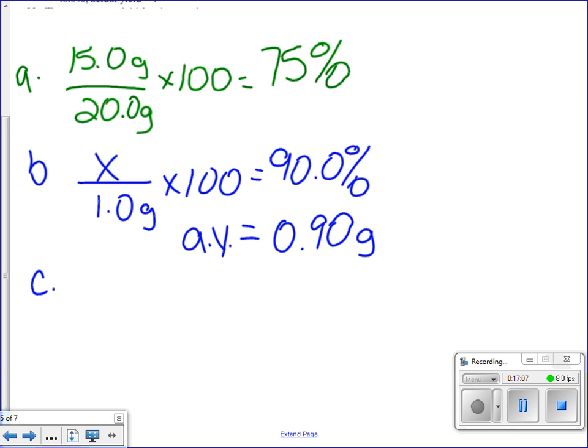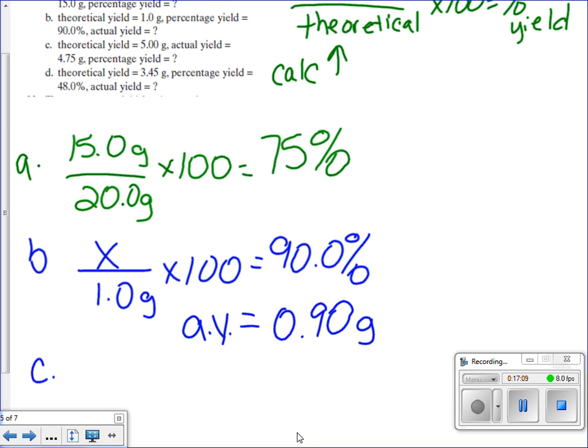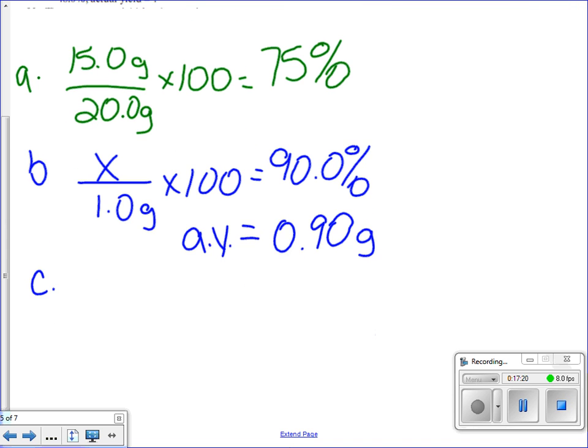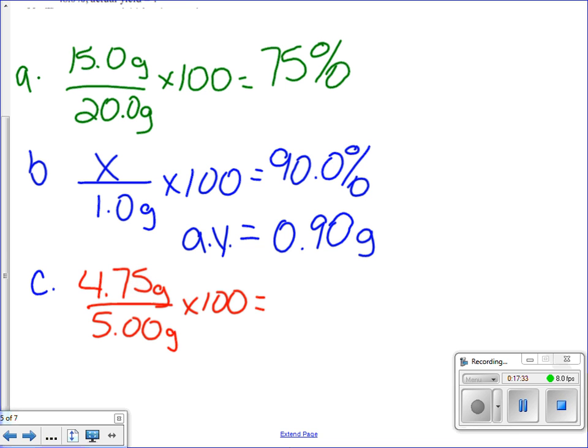And for letter C, they give us our theoretical yield of 5 grams. Actual yield is 4.75 grams, and we have to calculate the percent yield. So our actual was 4.75 grams. Theoretical was 5 grams times 100. And you punch that in a calculator, and you get 95%.